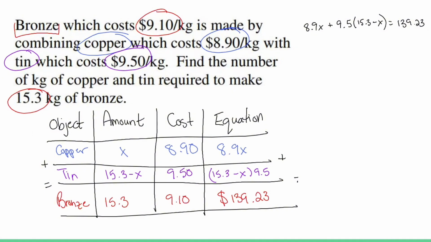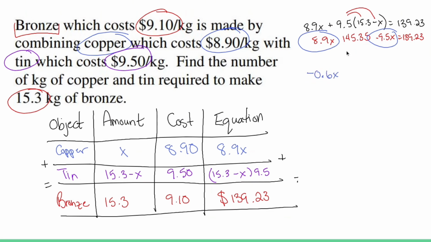Step number one, distributed property. 9.5 times 15.3 is 145.35. 9.5 times negative x is minus 9.5x. Coming along for the ride, we have 8.9x and equals 139.23. Let's combine the two variables on the left side. 8.9x minus 9.5x is negative 0.6x.